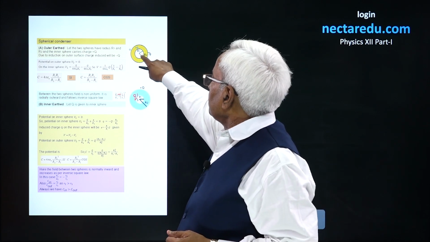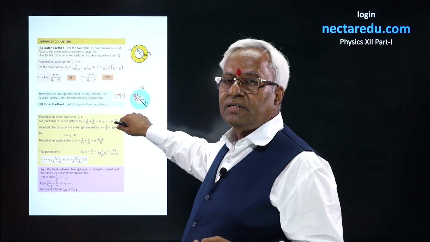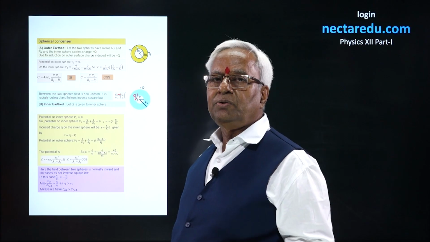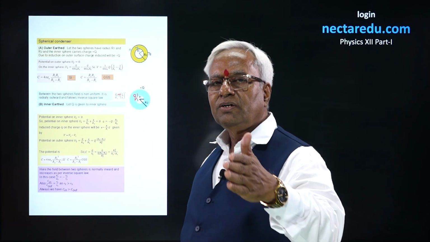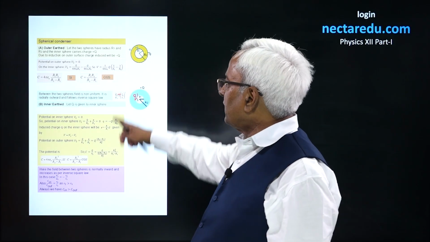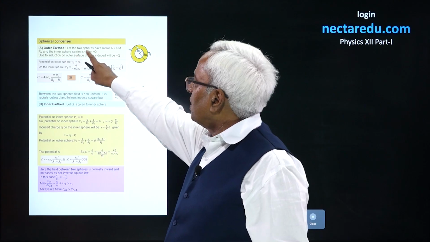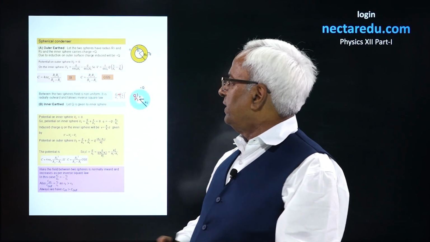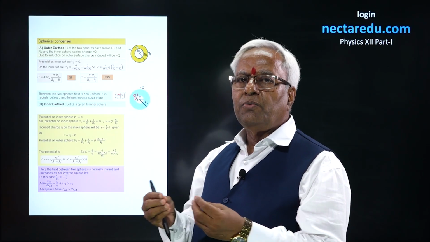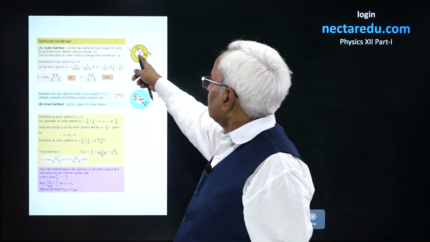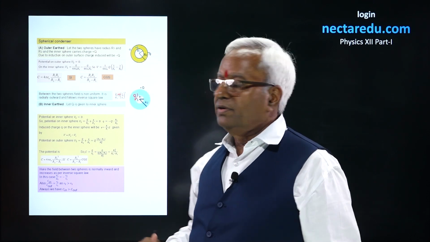Now, you have two spheres which are concentric, and both are not in contact. You have the option to either ground the outer sphere or ground the inner sphere. Depending on that, we have two categories: one is outer earth and the other is inner earth. Earth simply means grounded.